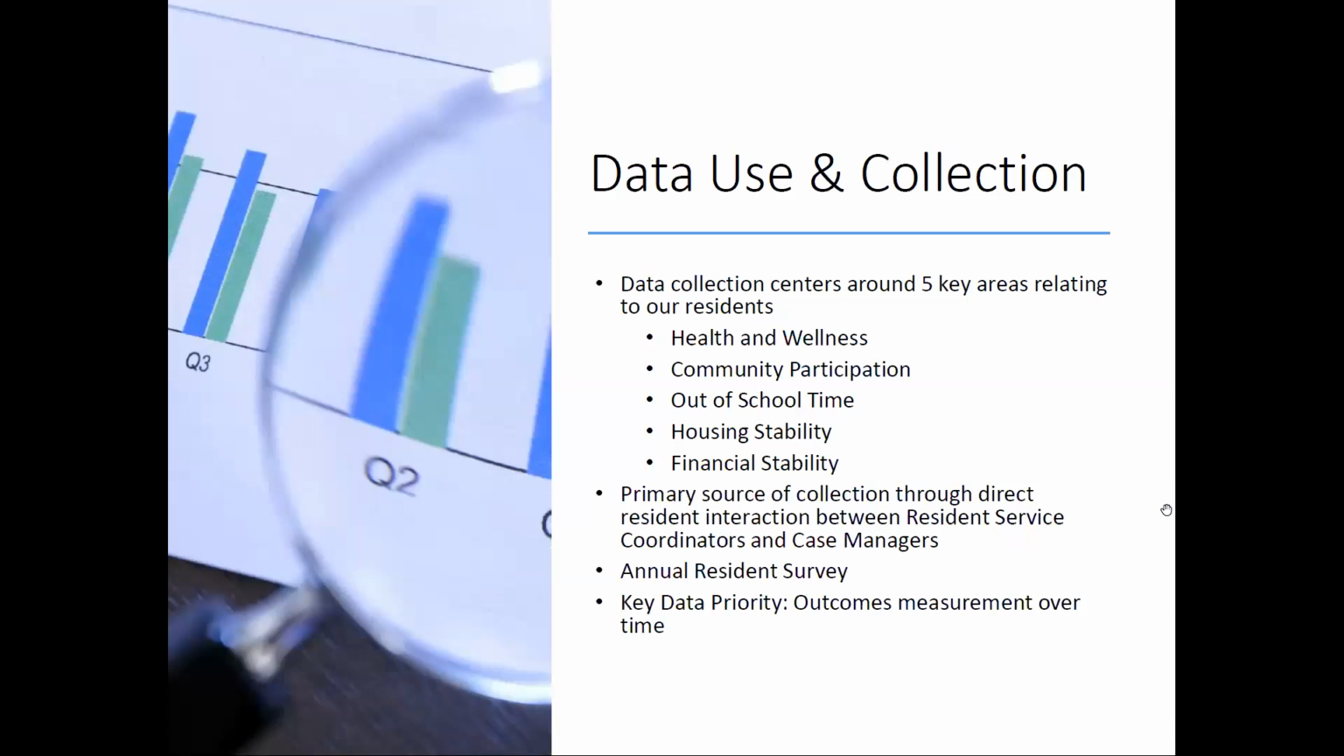So talking about data use and collection, we focus on 5 primary areas that we serve our residents: health and wellness, community participation, out of school time, that's focused on our family properties, housing stability, and financial stability. Within each one of these categories, we have specific goals that we aim to achieve, and we also have specific metrics that we look to track. As I mentioned just a moment ago, most of our data collection source is through direct resident interaction. So our resident services coordinators and our case managers at our supportive properties are interacting with our residents directly, and that's how we capture probably 95% of our data.